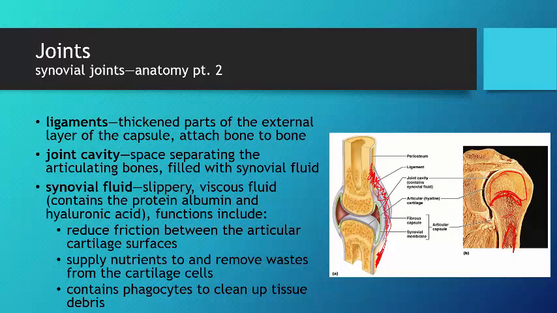The synovial fluid itself is a slippery, really viscous fluid. It contains proteins that are kind of slippery, so albumin, if you think about egg white, and synovial fluid kind of has the consistency of egg white, but albumin is one of the primary proteins that we find in egg white, and so it has that same slippery feel that egg white does. It also contains a kind of acid called hyaluronic acid.